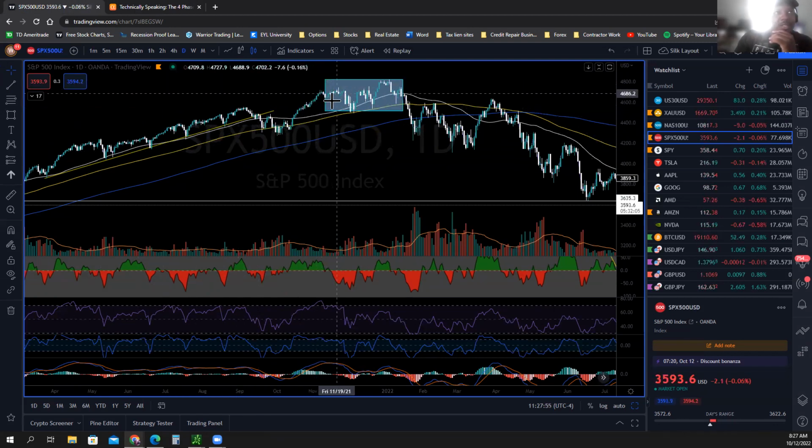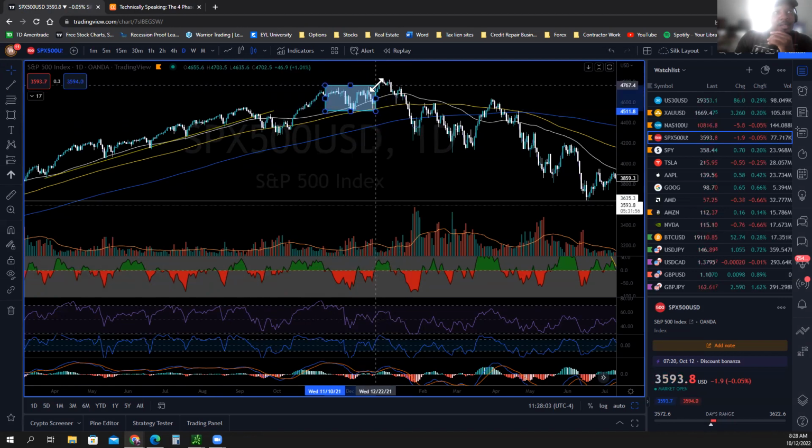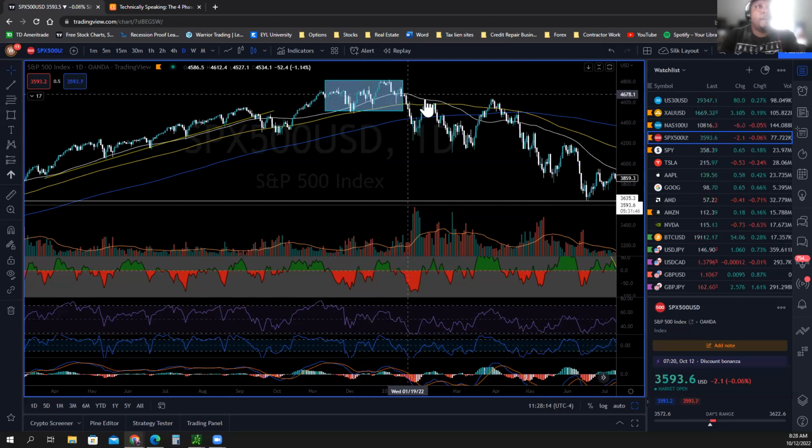It's not much structure to it. It's not making higher highs and higher lows anymore. It's just bouncing in between a box, right? So as it's bouncing in between here, this is your distribution phase, your consolidation phase. It's moving sideways.